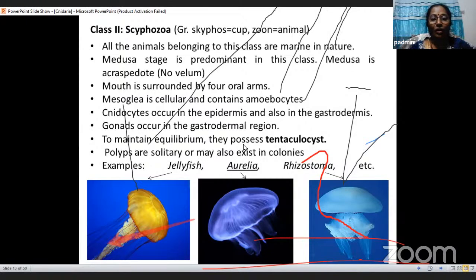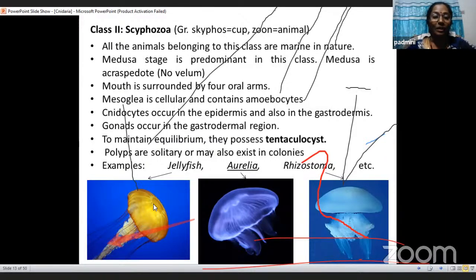Polyps are solitary or may also exist in colonies. Examples are the jellyfish over here, the Aurelia, and the Rhizostoma. So we are going to talk a little bit more about the type study of Aurelia over here. This Aurelia is very important for us. You have a jellyfish and Rhizostoma.